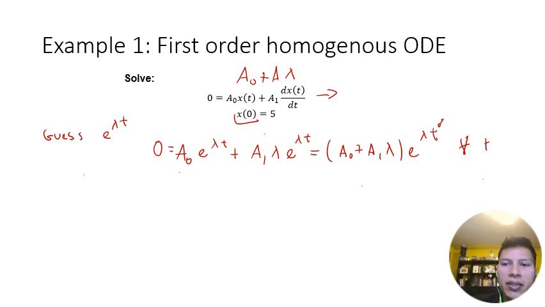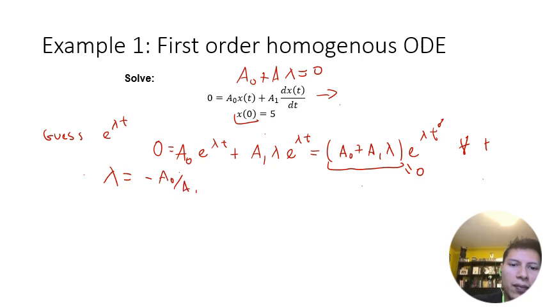Now, at time equals 0, this is 1, so that means that this thing has to be equal to 0, or my characteristic equation has to be equal to 0. And so that gives me that lambda is equal to negative a0 over a1. Okay, so that means that now my homogeneous solution, or xh, so we're going to denote the homogeneous solution to an equation as xh, is going to be equal to c1 e to the negative a0 over a1 t.